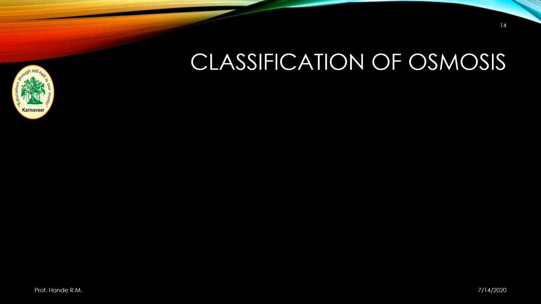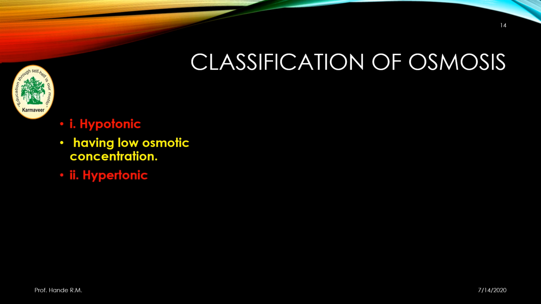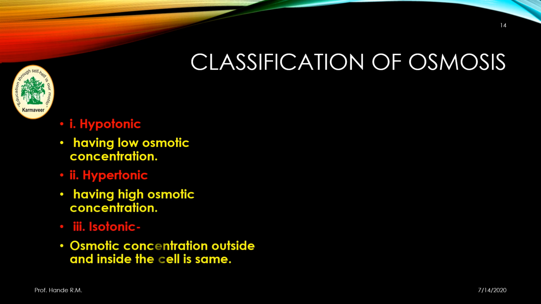On the basis of concentration and osmotic gradient, there are three types: hypotonic, hypertonic and isotonic. First is a hypotonic solution. The solution which has low osmotic concentration is known as hypotonic solution. Second is hypertonic. The solution which has high osmotic concentration is known as hypertonic solution. And third is isotonic solution. The solution which has the same osmotic concentration inside or outside of the cell is known as isotonic solution.